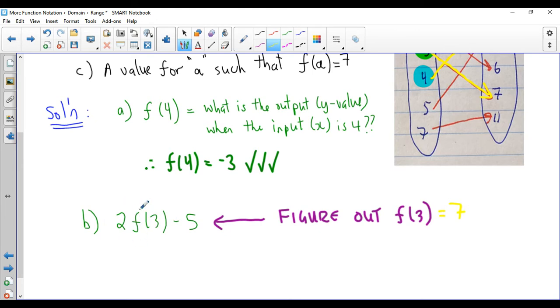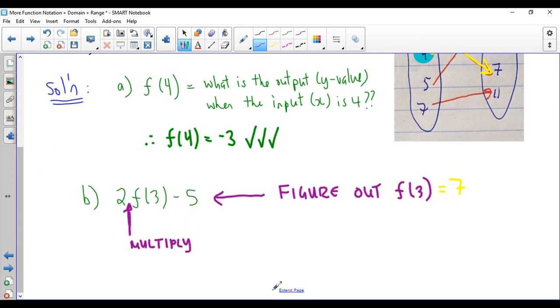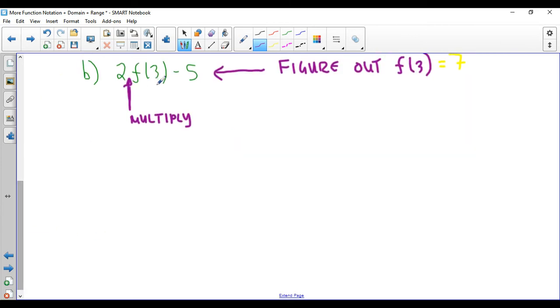So now what we are going to do is replace f at 3 with 7. Now, what you just need to understand is that the operation between 2 and f at 3 is multiplication. So what I'm going to get here is 2, and then f at 3, that is 7. So this is like 2 times 7 minus 5.